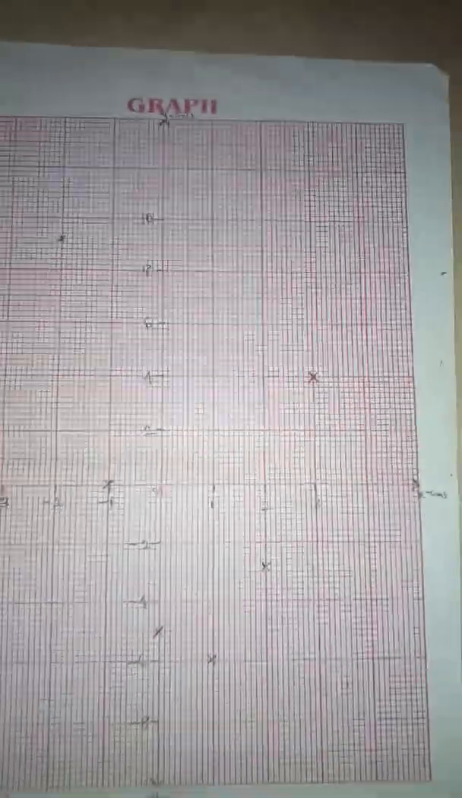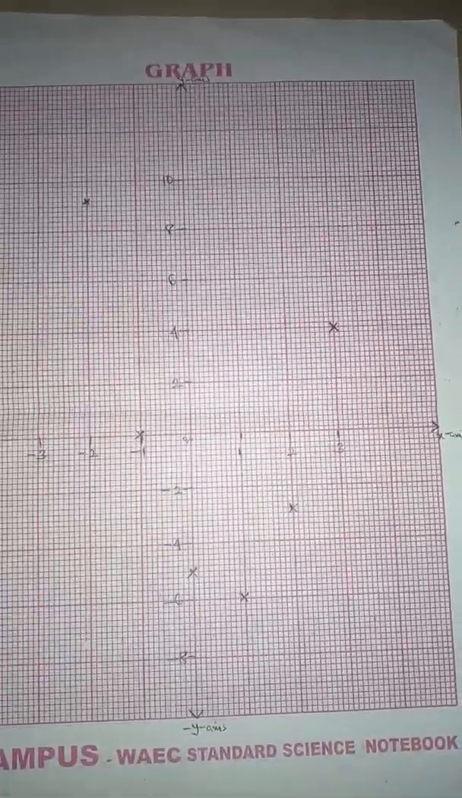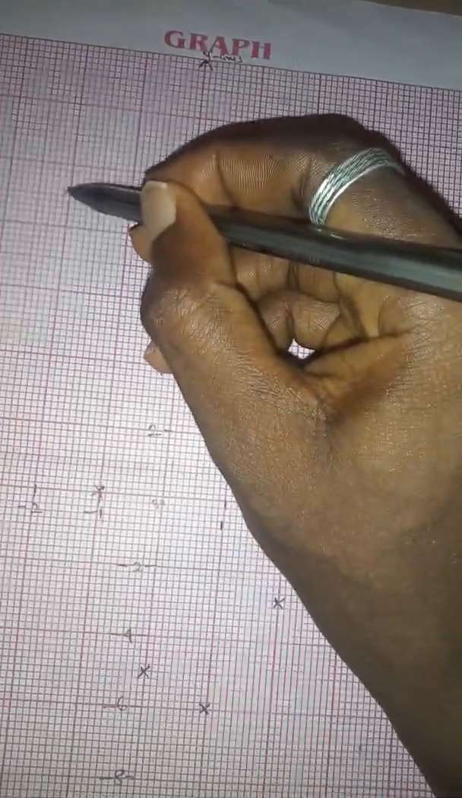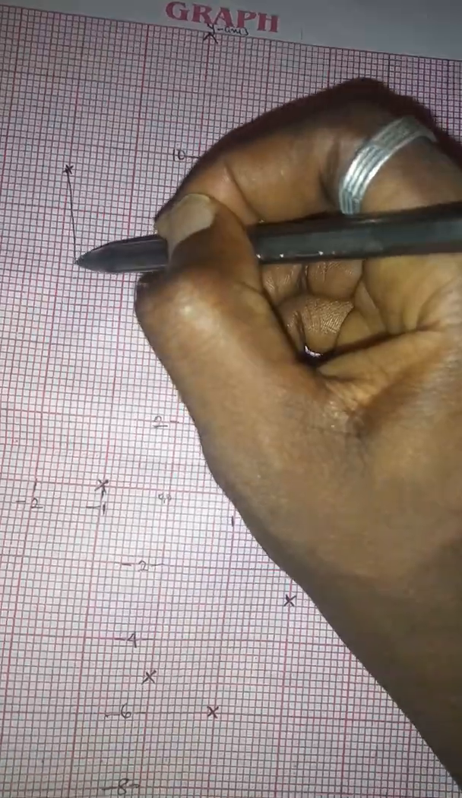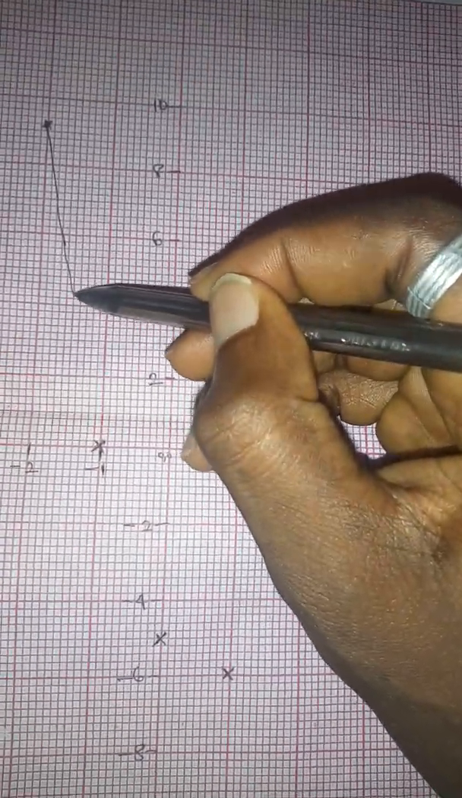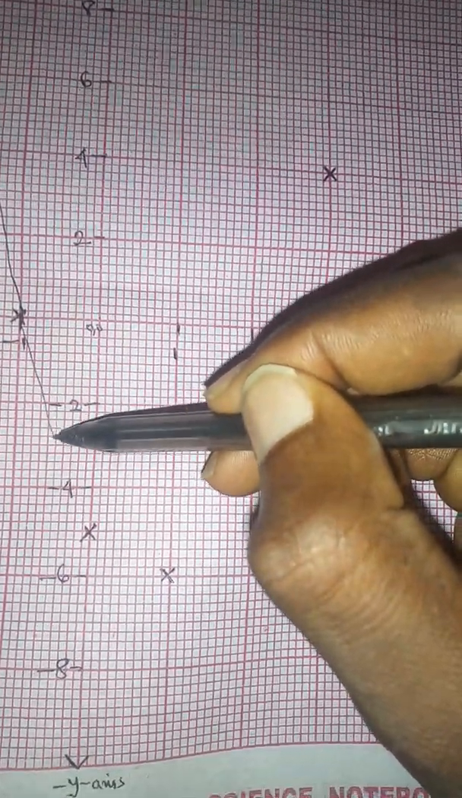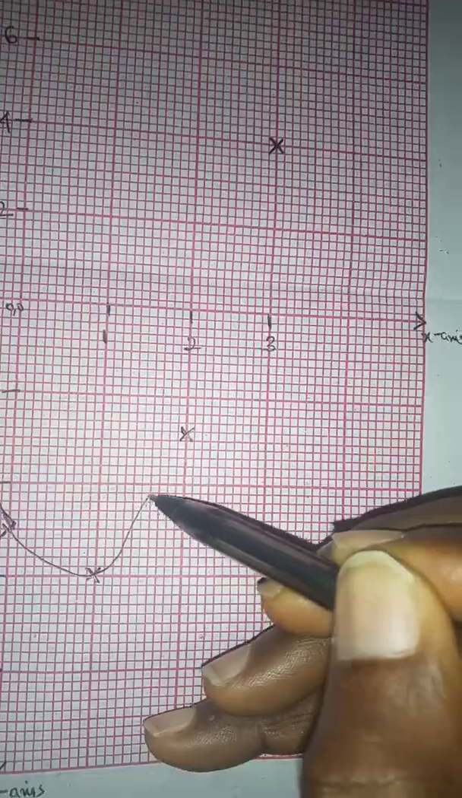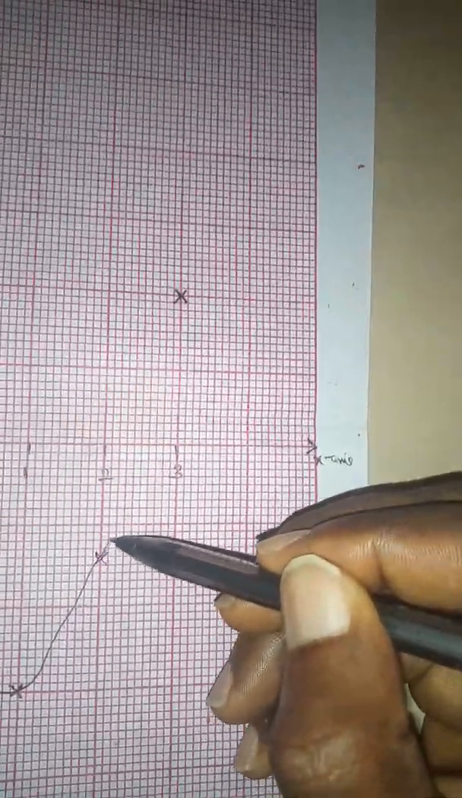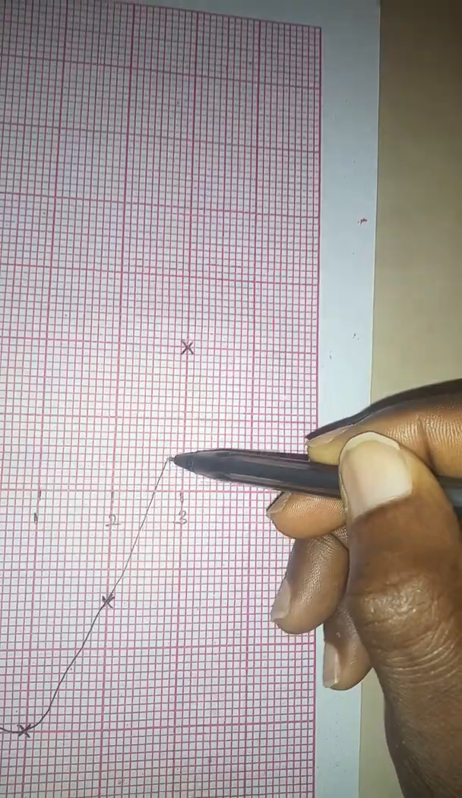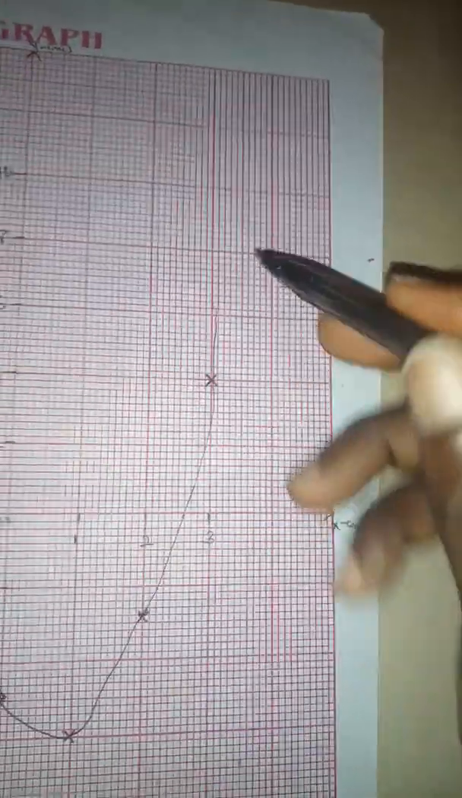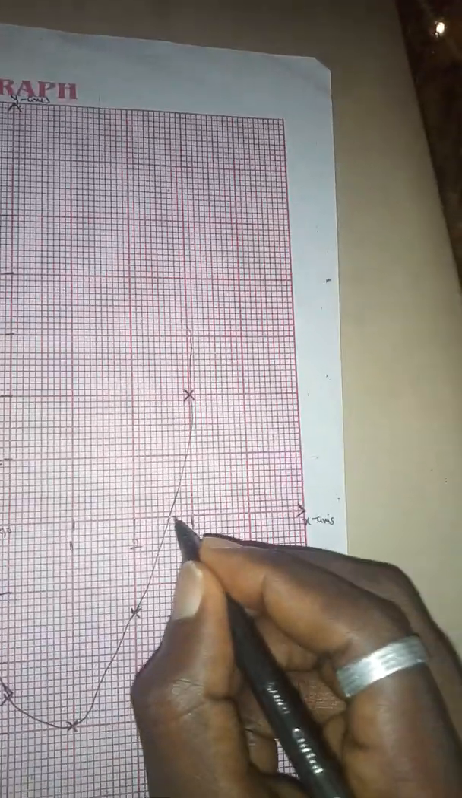So you can see from here that you are having the quadratic curve. So you can join this. I'm using freehand, but it is expected you use a thread. When you use a thread, it's meant to be accurate, so you could have a smooth graph. When you have a smooth graph, it will be easy for you to determine the solution.